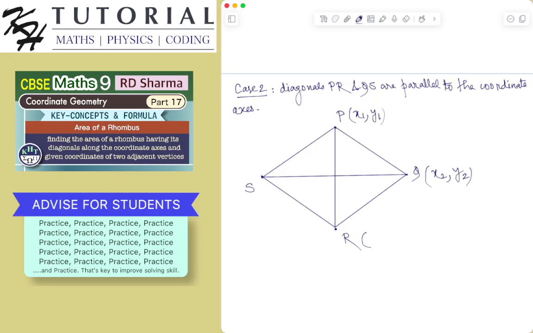Obviously, the line segment PR is parallel to the y-axis. Then the abscissa of the point R will be the same as the abscissa of point P, since they lie on the line segment PR, which is parallel to the y-axis. Now, what will be the ordinate of the point R?